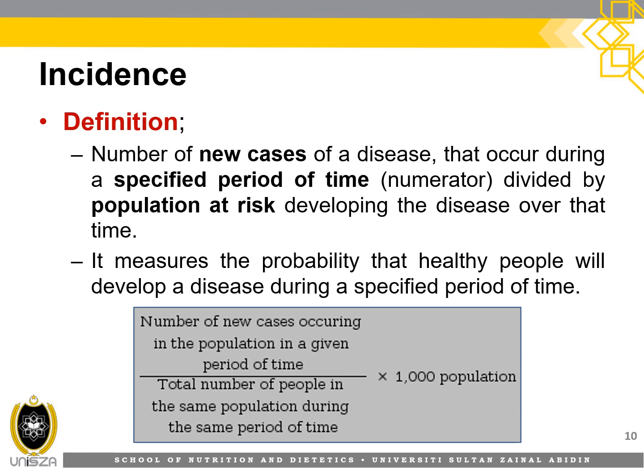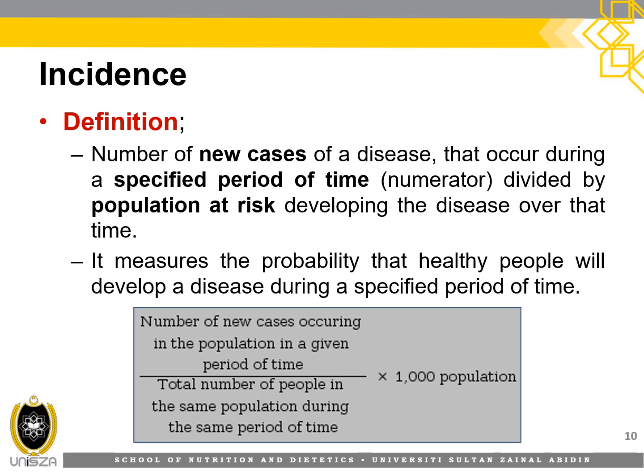So the definition of incidence is the number of new cases of a disease that occur during a specific period of time. This is the numerator, divided by the population at risk of developing the disease over that time, which is the denominator. Incidence measures the probability that healthy people will develop a disease during a specified period of time.